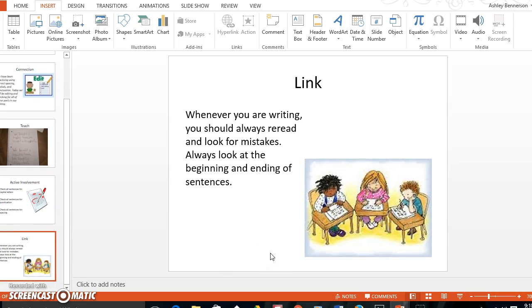Whenever you are writing, you should always reread and look for mistakes. Always look at the beginning and the ending of all sentences.